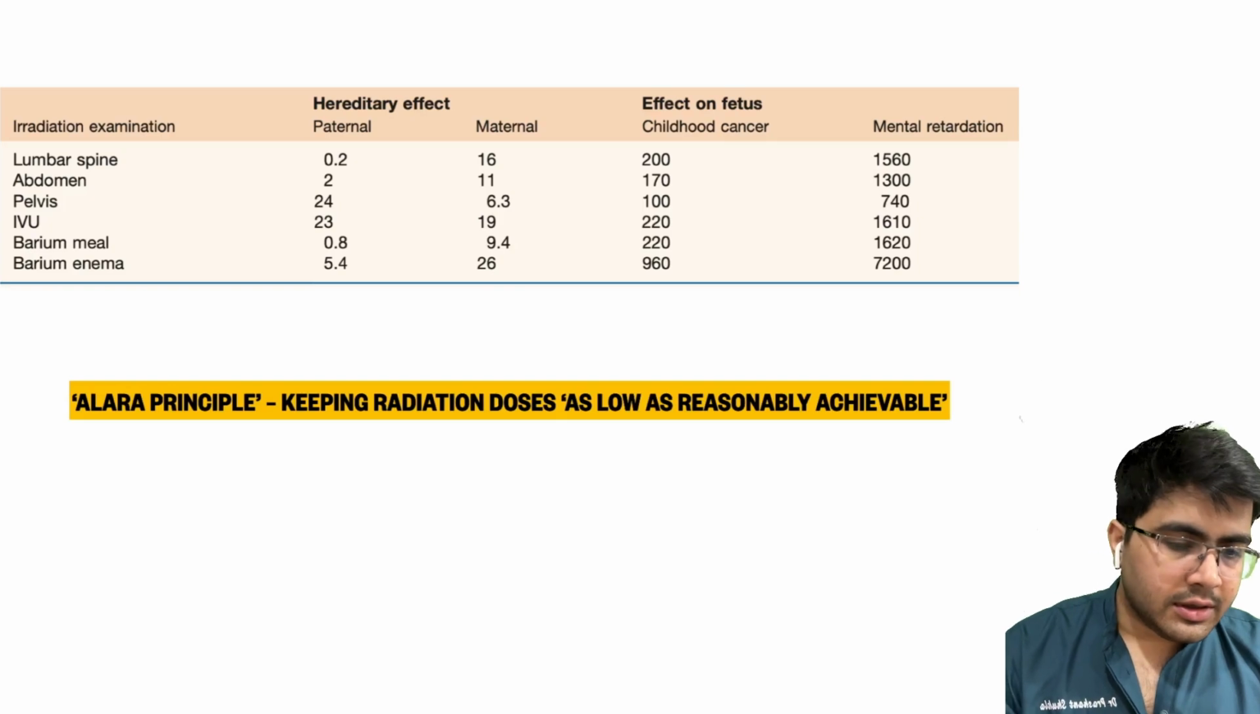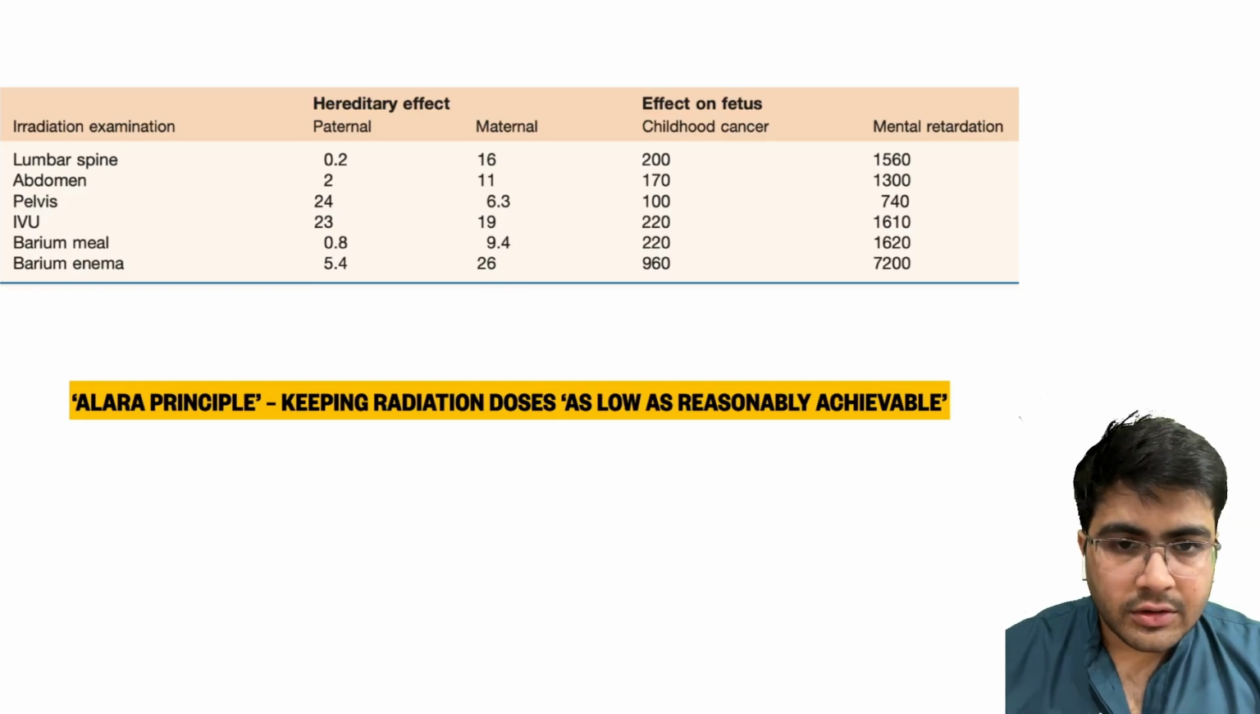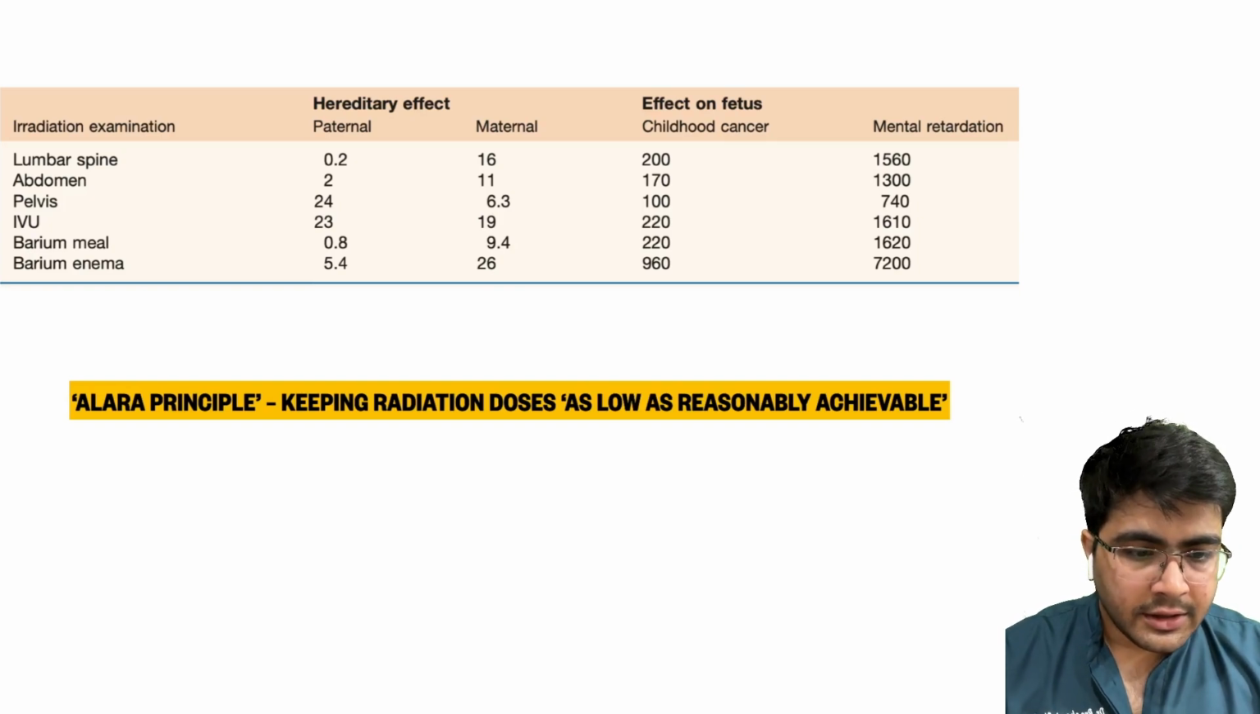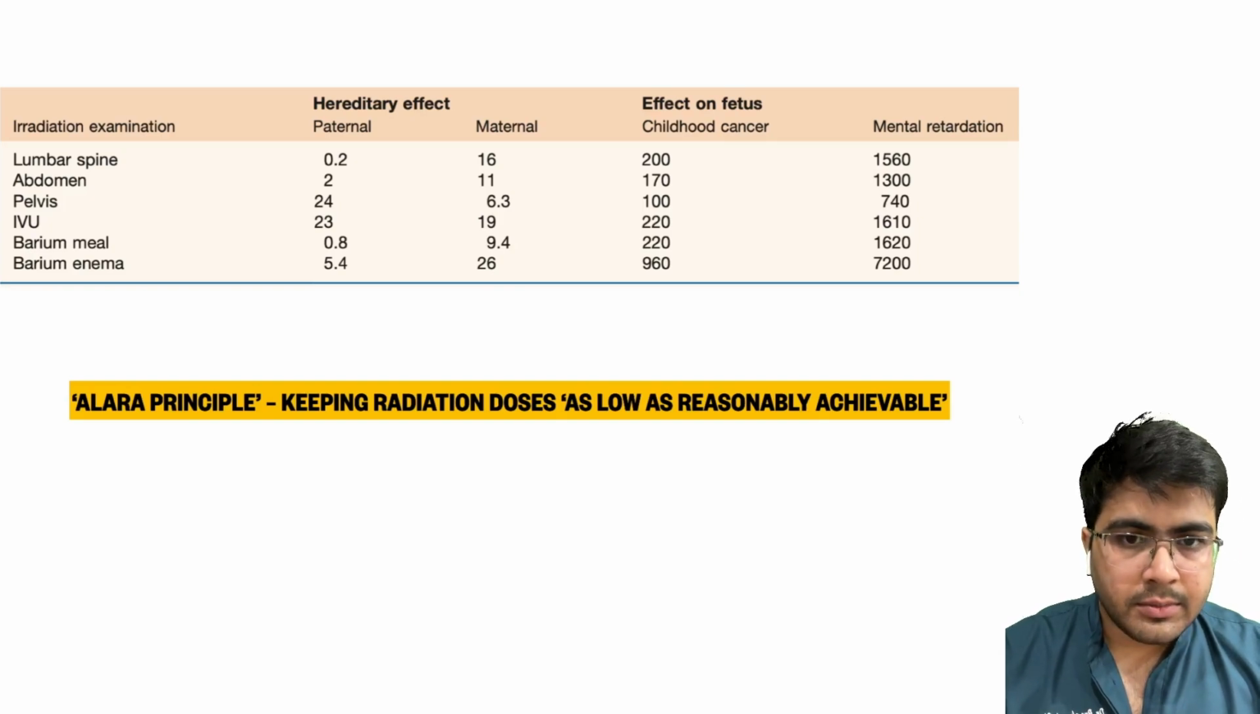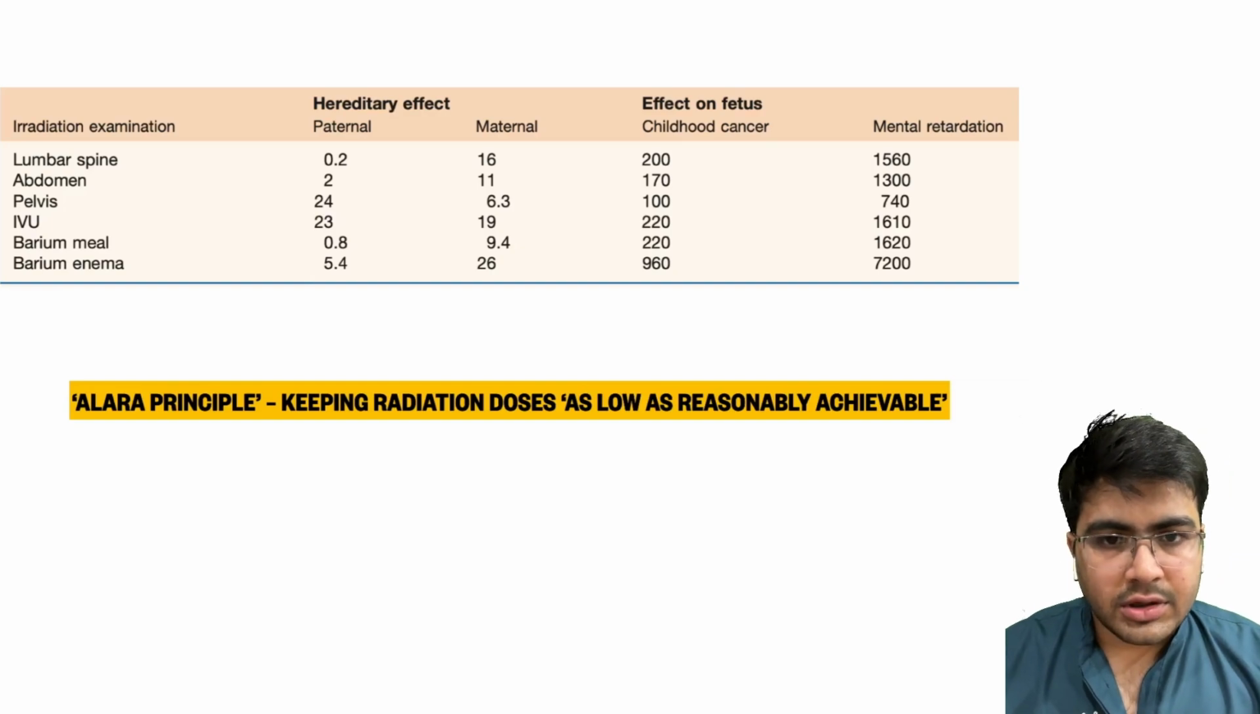Okay, so the next thing we want to see is the effect on the fetus. This is an effect which occurs when a pregnant female is exposed to such ionizing radiation. In this case also the maximum effect is through the barium enema. Though we commonly practice that no X-ray or CT scan should be done in a pregnant female, the maximum effect leading to childhood cancer and mental retardation is with barium enema.